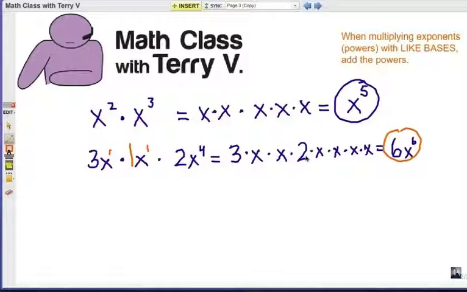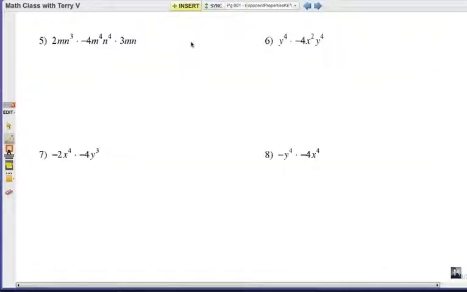All right, let's take another look here with some problem sets. Grab a piece of paper, be ready to pause the video and try these yourself. You try 5, 6, 7, and 8 and watch the signs there and we'll see how you did.